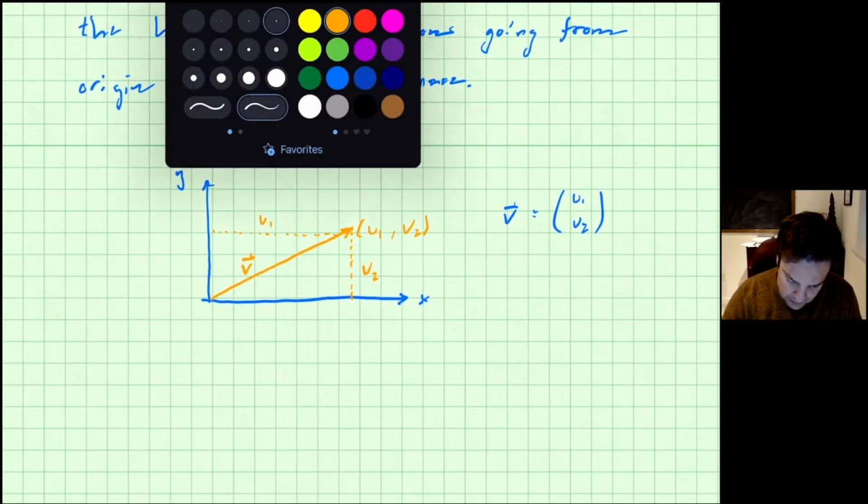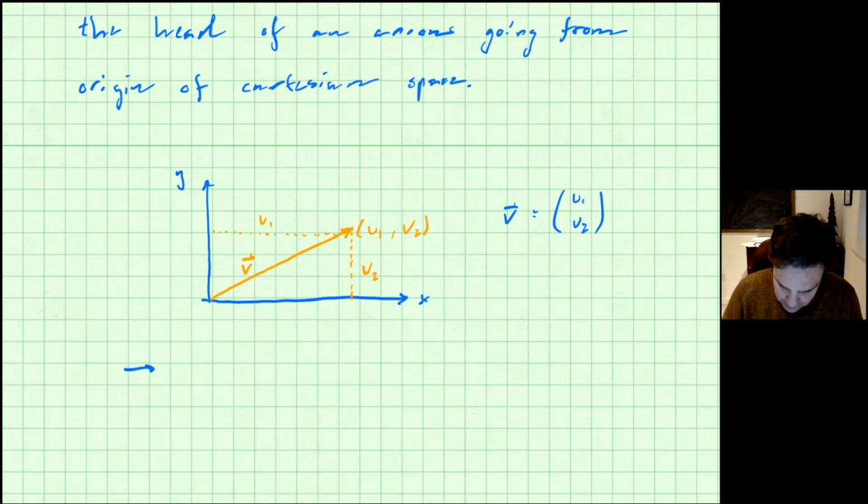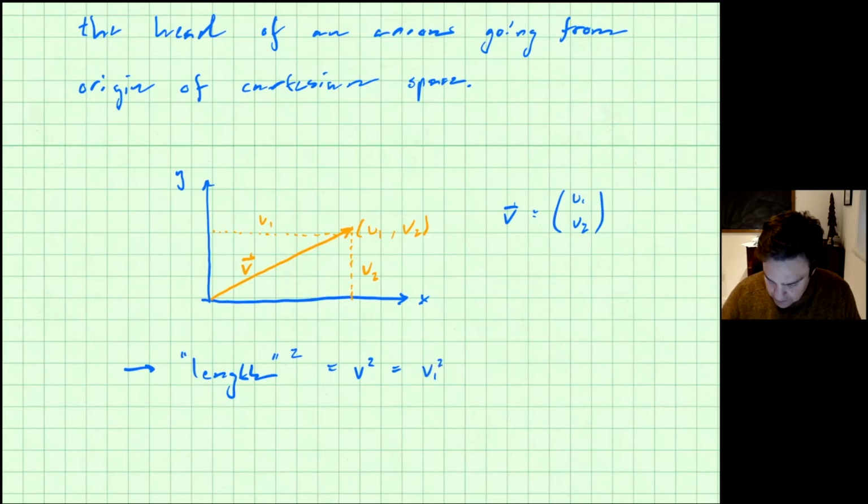And then of course it should make sense that the length squared should be equal to v squared, and that's v1 squared plus v2 squared, which you can just see as the Pythagorean theorem in 2 dimensions. The Pythagorean theorem works in higher dimensions too, so in 3 dimensions it would be v1 squared plus v2 squared plus v3 squared. That would give you the squared length of the vector v, and so on, up to higher dimensions.